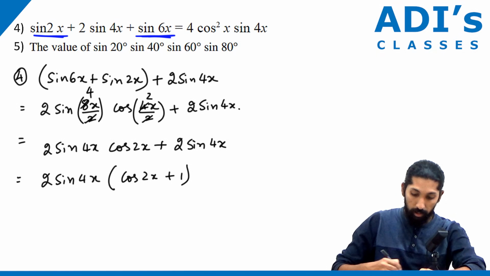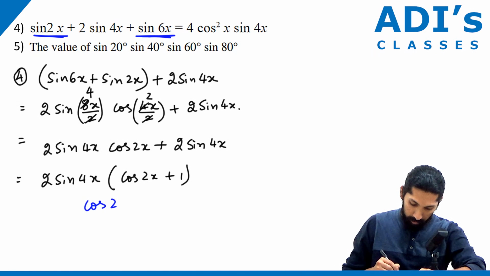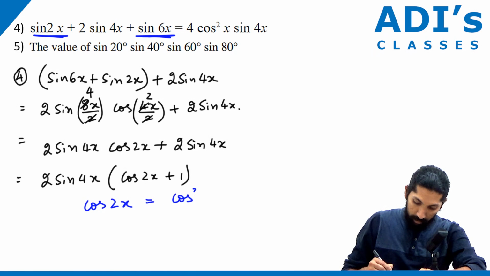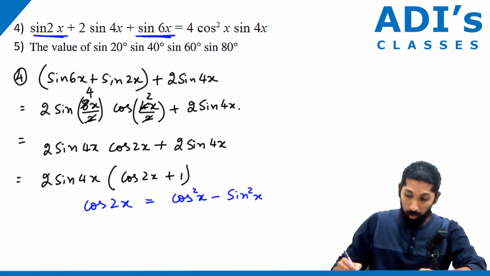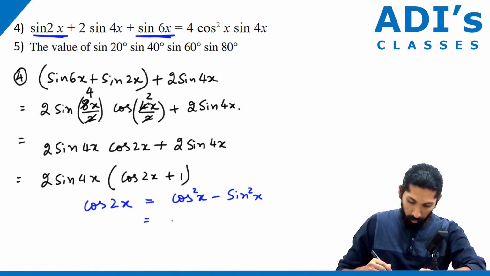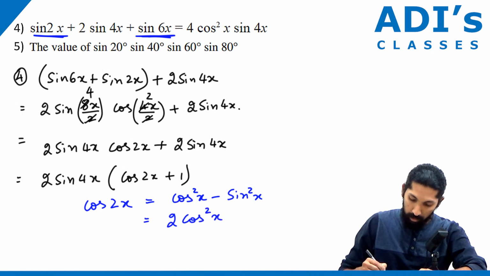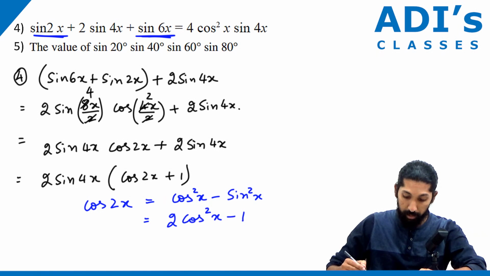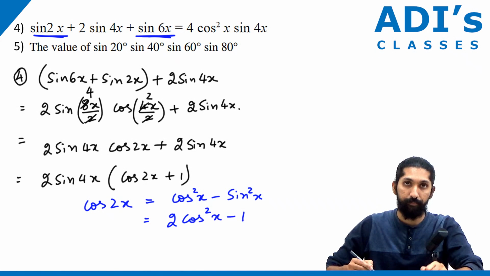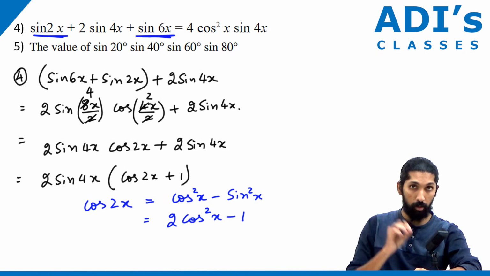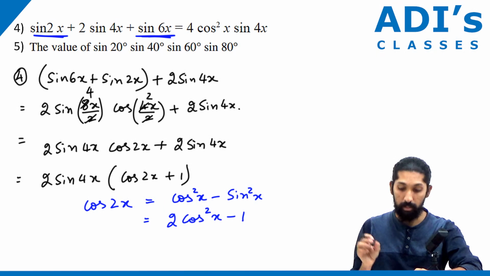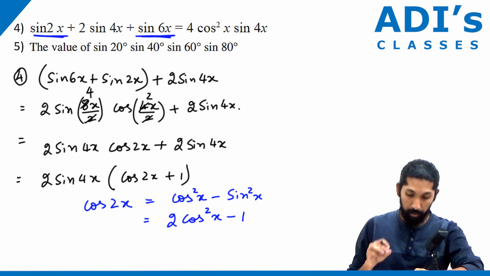Alright, so what we'll use? We'll use cos 2x is equal to cos square x minus sine square x. Or you can also use cos 2x is equal to 2 cos square x minus 1. Because the plus 1 and minus 1 is going to get cancelled. That's much easier if you use it that way. So what we are going to do now, we are going to take cos 2x as 2 cos square x minus 1, and we are going to substitute.